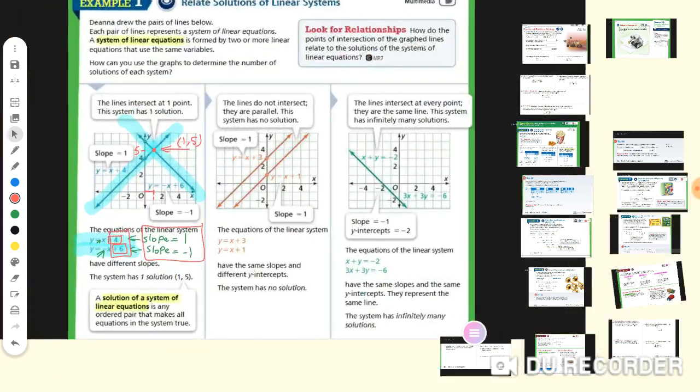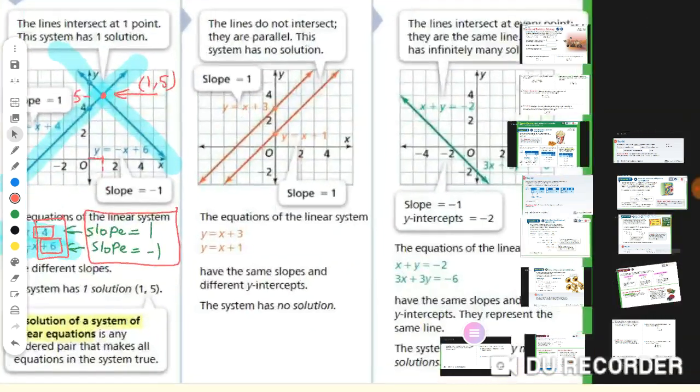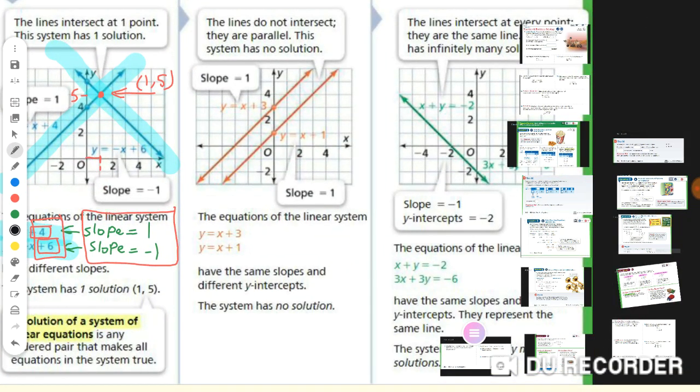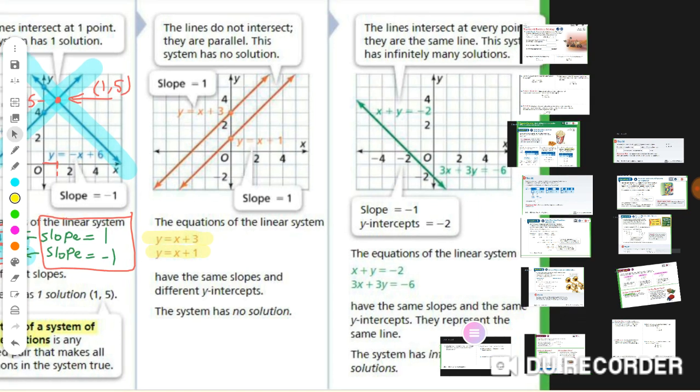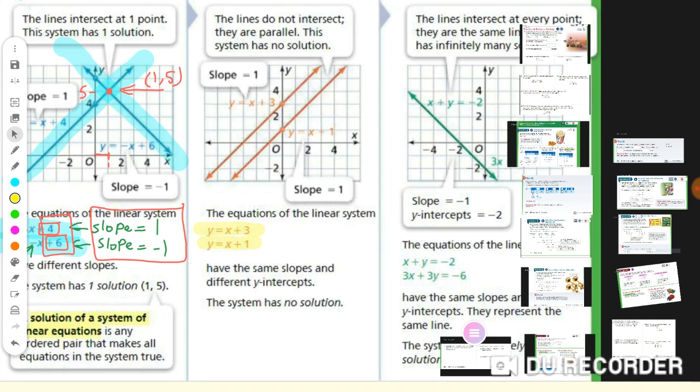Second one, give me another system of linear equations. Okay. First one, y equals x plus 3, and second one, y equals x plus 1. Okay? So, if we decide to know the slope of the first equation, the slope of the first linear equation is 1, yes?